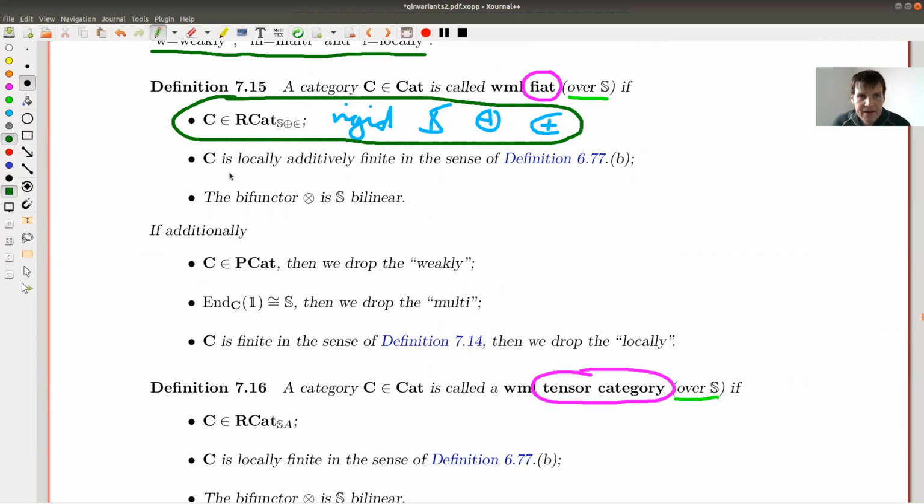Okay, and it has some finiteness conditions, and of course you want the monoidal product. So rigid, by the way, remember, implies monoidal. You want the monoidal product to be some reasonable thing. And for example, if it's pivotal, then I would drop the weak. If the endomorphism of the identity would be the ground field, ground ring, then I would drop the multi. If it's finite, then I would drop the locally finite, and so on. But this is not so important, so let's ignore that for a while.